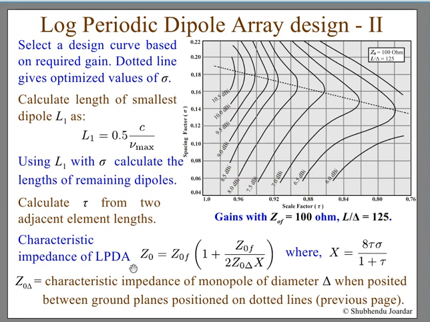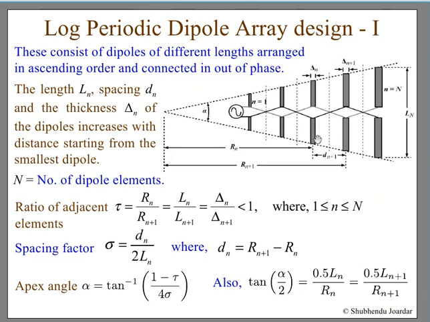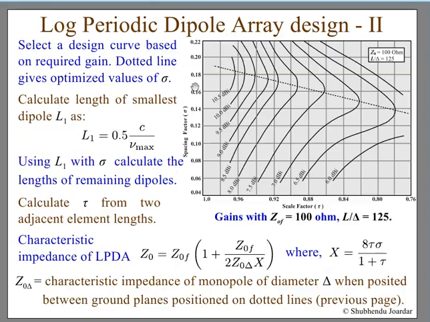Then the characteristic impedance of the LPDI is equal to Z0. This is equal to ZOF, where I will tell that ZOF is equal to 100 ohms for L by delta is equal to 125. This delta is the thickness of the dipole. And this is another x, you can calculate this value of x and substitute here. Now Z0 delta is the characteristic impedance of a monopole of diameter delta when positioned between the ground plate. Okay, I will explain this one.